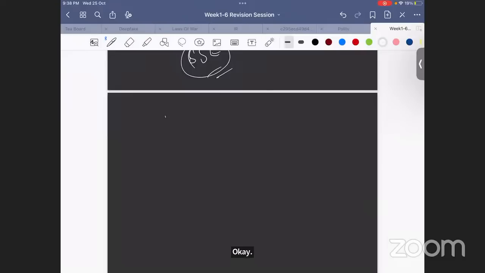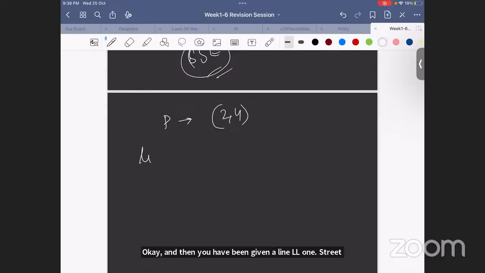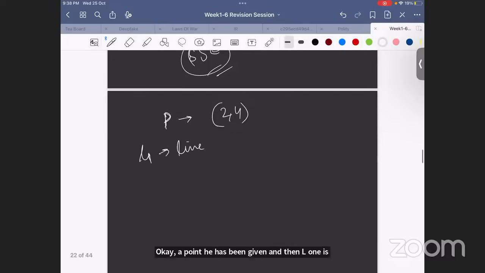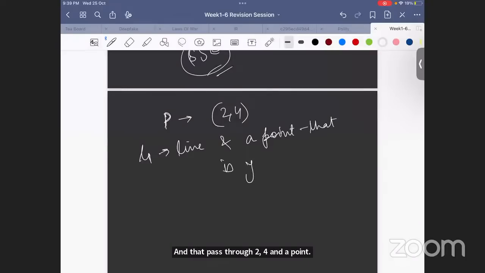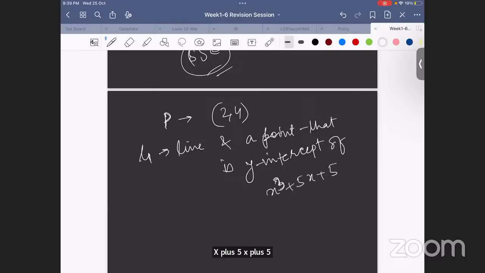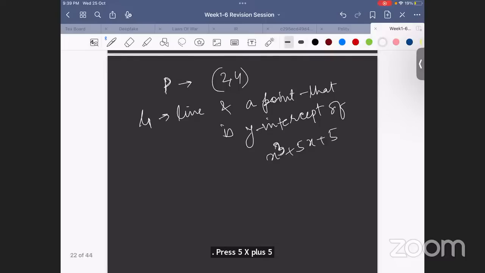So you have been given a point P, let's say that is 2,4. And then you have been given a line L1, a straight line that passes through this point P, 2,4, and the y-intercept of x cube plus 5x plus 5. Did you understand the question? P is a given point, L1 is a straight line that passes through 2,4 and the y-intercept of this equation.